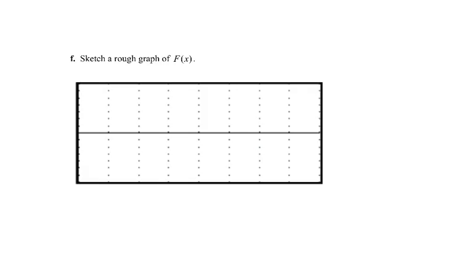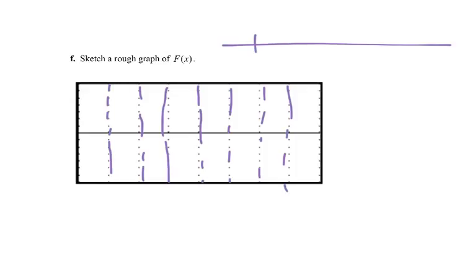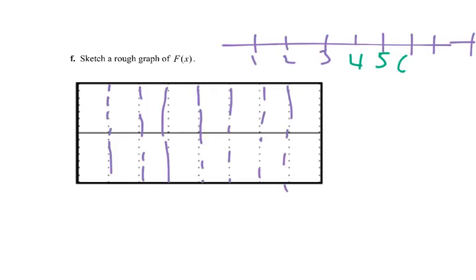Okay? Now the last piece is we're going to sketch a rough sketch of the function. So we have several critical points that we want to look at: 1, 2, 3, 4, 5, 6, 7, and 8. Okay? So let's make the chart. 1, 2, 3, 4, and that is 5, sorry. Let's go back to 4, and that's 5, 6, 7, and 8.